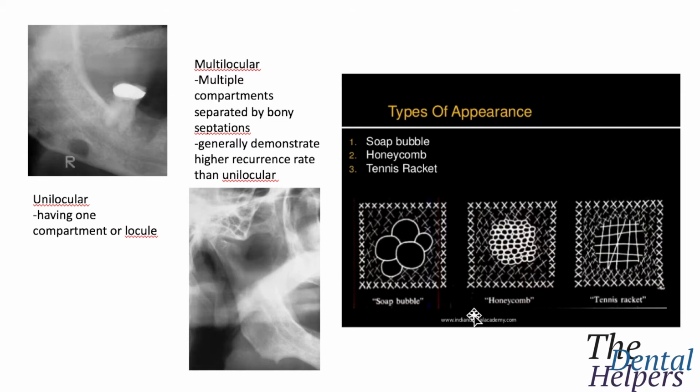So if we look at the three images right here, it kind of defines it pretty well. Soap bubble, if we think of soap bubbles, they're going to be circles, but they're going to be of different sizes. So if you see a lesion that's a bunch of circles, but they're not uniform sizes, this is going to be a soap bubble. A honeycomb, on the other hand, they're going to be many small circles, but they're all uniform sizes. Tennis racket, it's kind of like this pattern that it's a bunch of squares, kind of like a tennis racket.